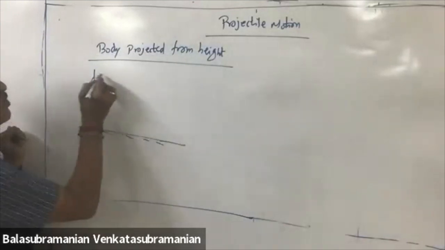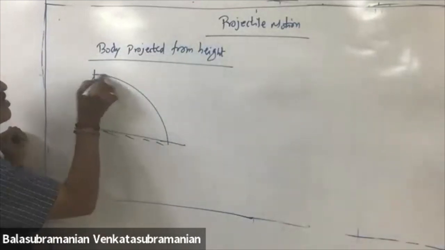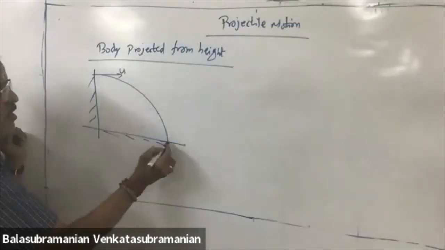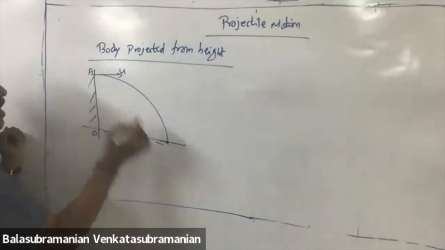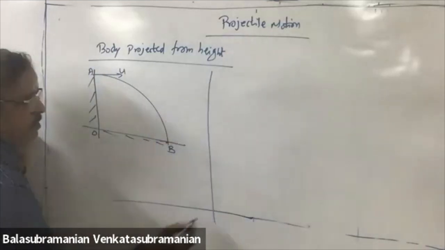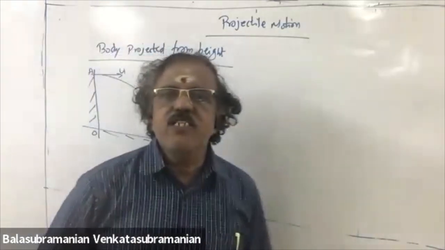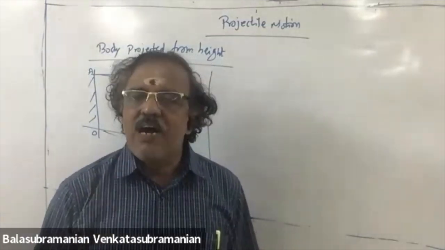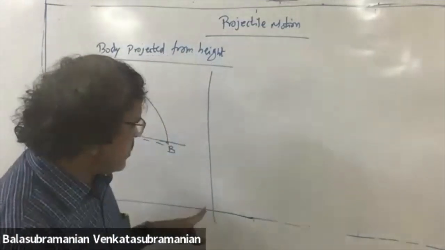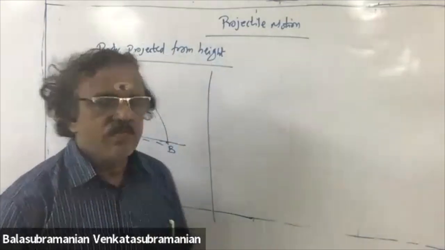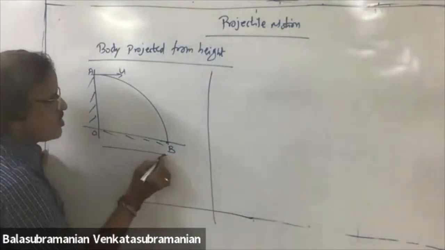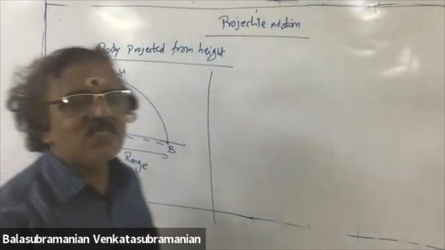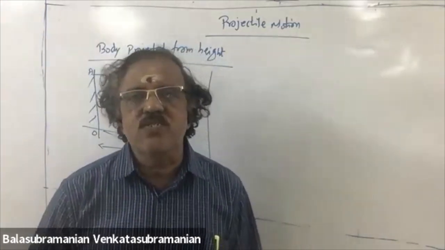From here the body is projected with a velocity u. O, A, B. When the body is projected from a height with an initial velocity u, after a time of t seconds, it reaches the ground at the point B. So from this point to this distance, we call this one as range. Horizontal distance travelled, that we call it as range.